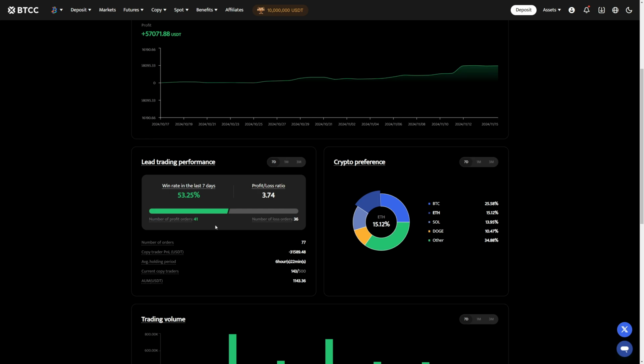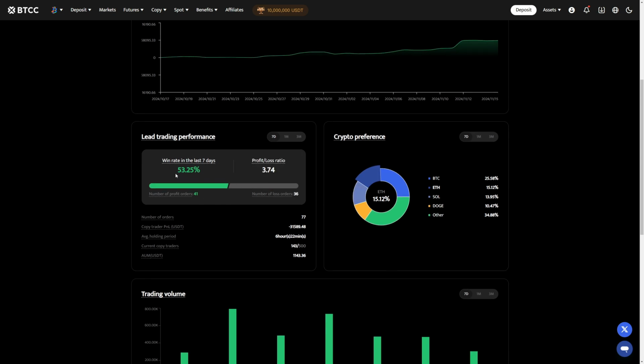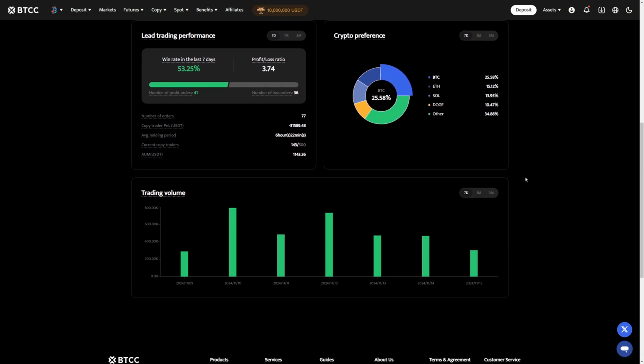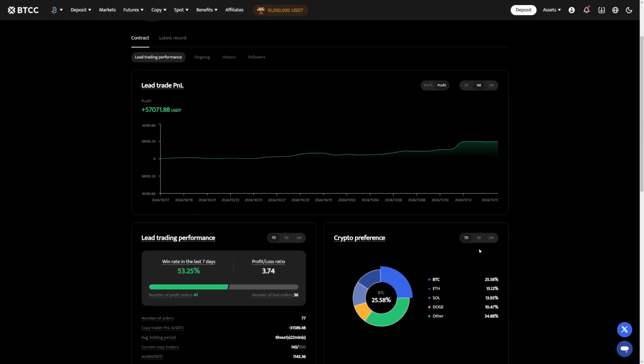Now I also want to look at the win rate and profit and loss ratio. And now we can see he has a 53% win rate, which might not seem like a lot, but this trader actually has a 3.74 profit to loss ratio, which is incredible. That means every winning trade is 3.7 times bigger than a losing trade. So overall, this looks very good. Then we can also check the trading volume, but I don't think it is that important.